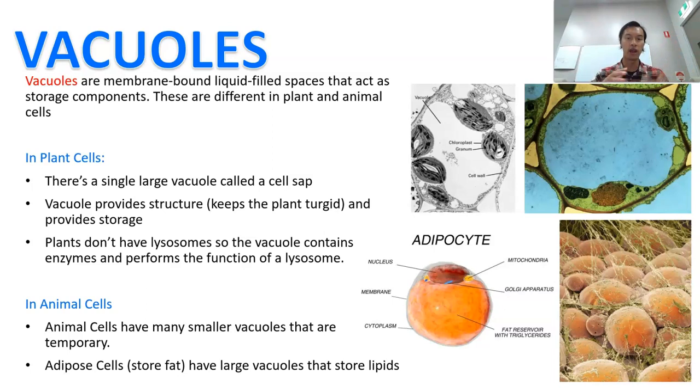Plants also don't have lysosomes, so the vacuole contains the enzymes and performs that function of the lysosome, right? Here's another plant cell, and there, once again, that's the vacuole filled with water. In animal cells, we have a lot smaller vacuoles, which are temporary, and a good example is your fat cells, your adipose cells, forming your adipose tissue, which is forming your fat, right? They have a very large central vacuole, which stores lipids and fats, which is what your body uses as an energy reserve when it needs it. So that's what it looks like there.